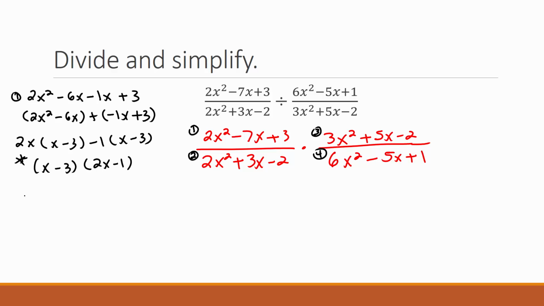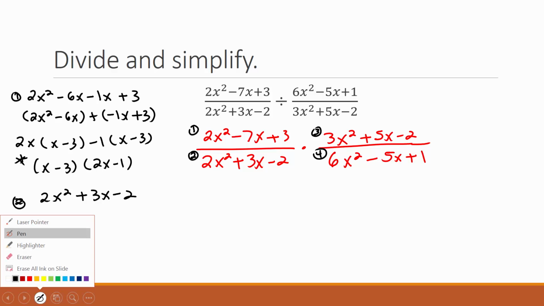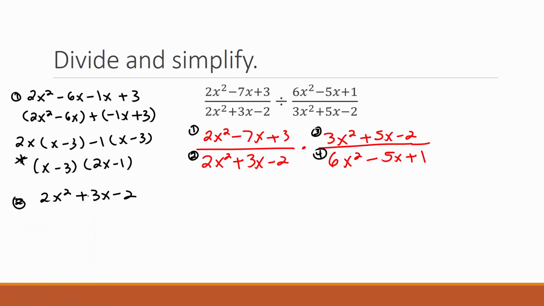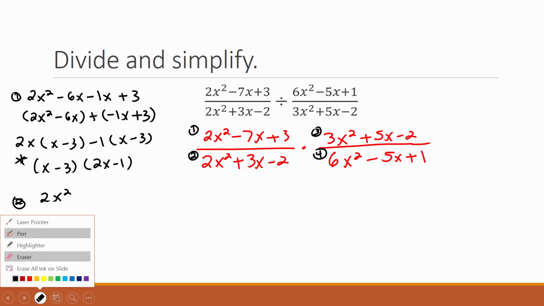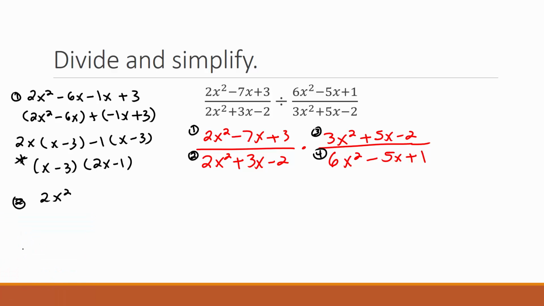So let's look at what I have labeled as number 2. And let's go through that process one more time just so you'll understand how I'm getting these factors. So number 2, we have 2x squared plus 3x minus 2. So again, 2 times negative 2 is negative 4. I need a pair of factors of negative 4 that gives me a sum of positive 3. So what can I multiply to get negative 4 that will give me a sum of positive 3? Well, negative 1x and 4x.